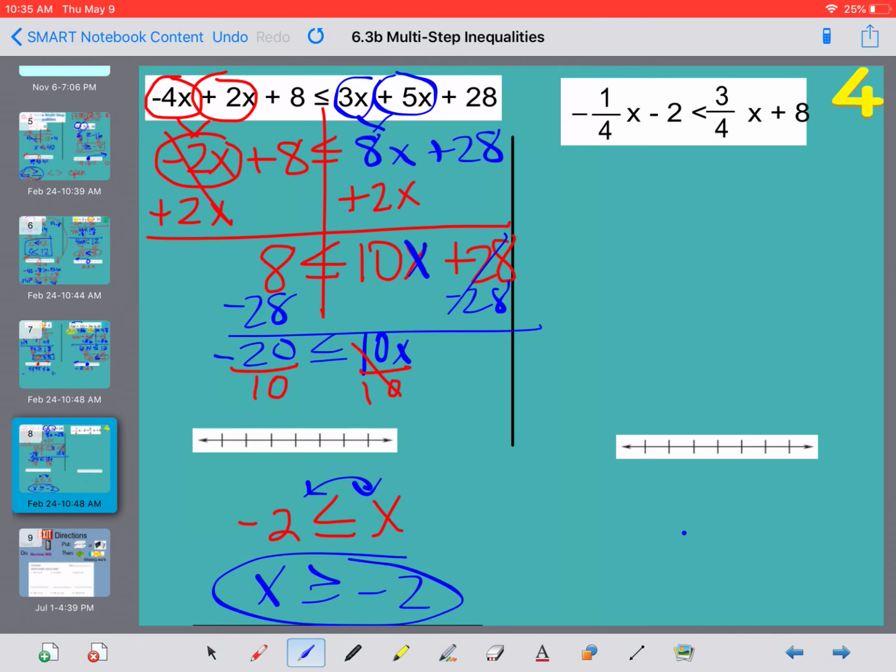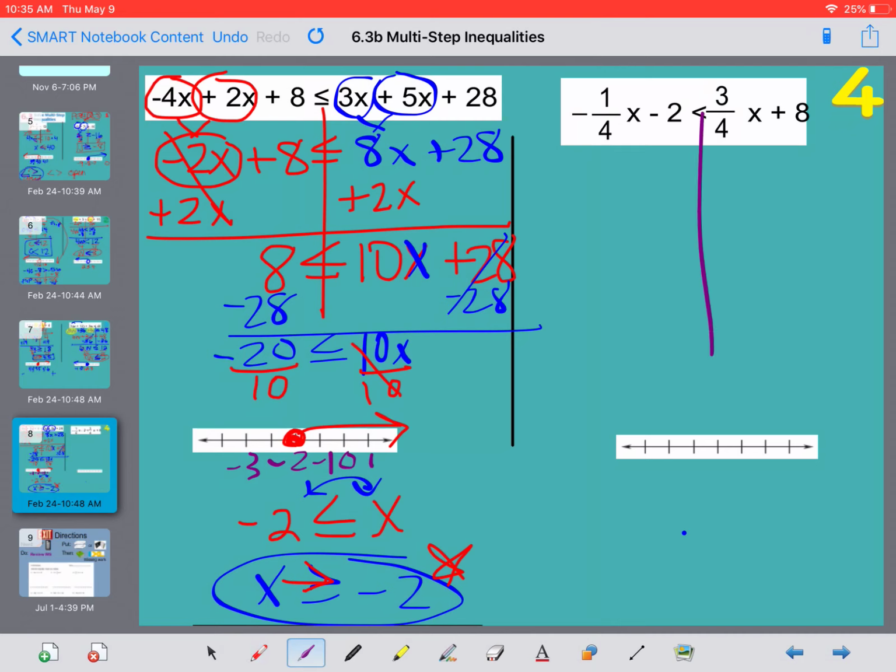So on our number line, we should have negative 2. Negative 1 would be over here. Then we go to the positives. Negative 3 would be on this side. So we have a closed circle pointing to the right. When we flipped it around, this is the equation we're graphing.